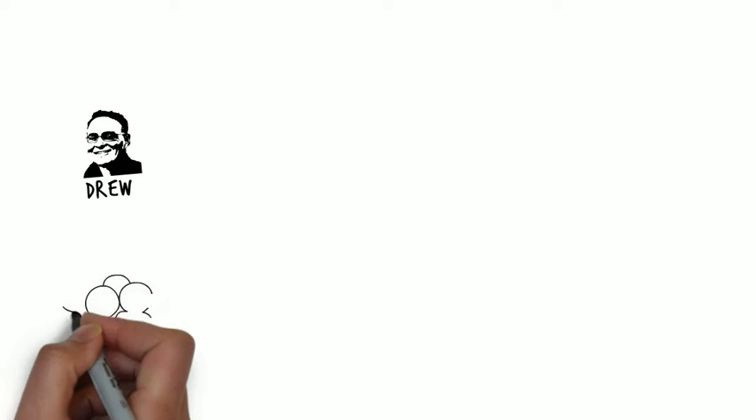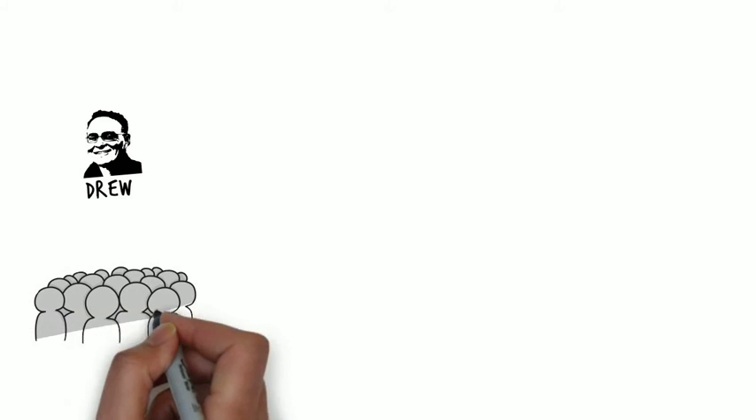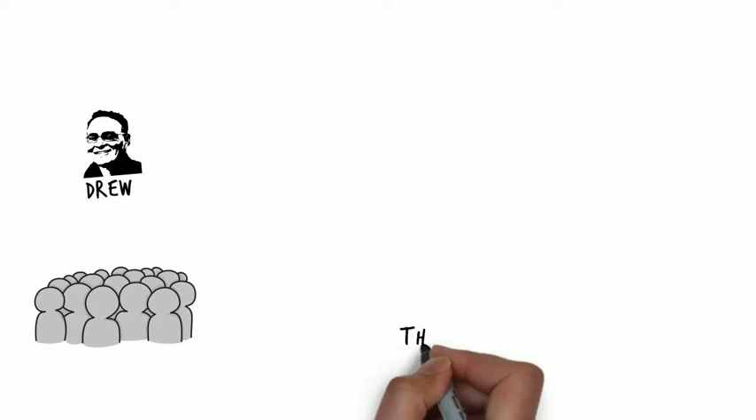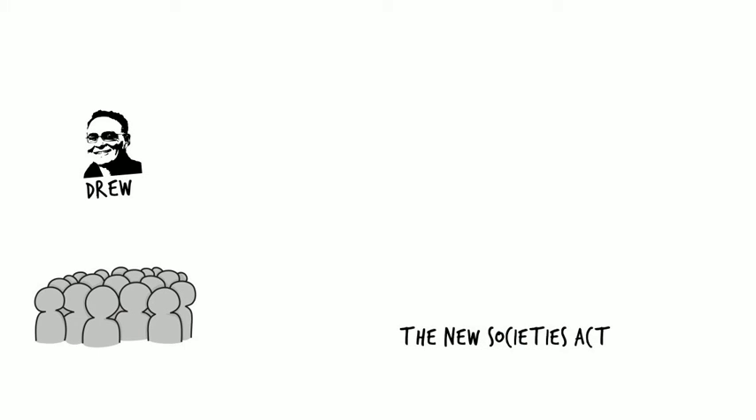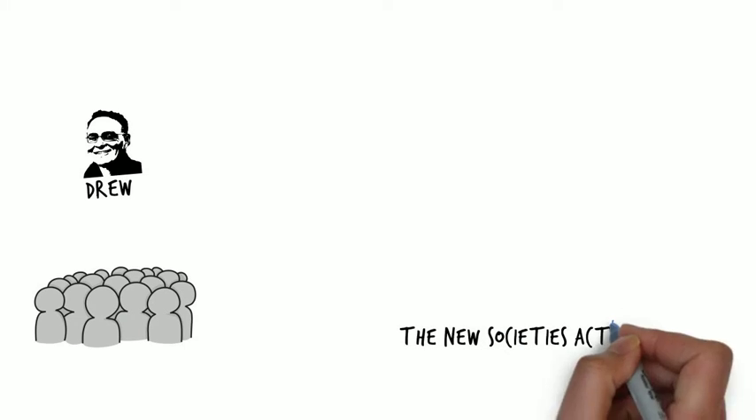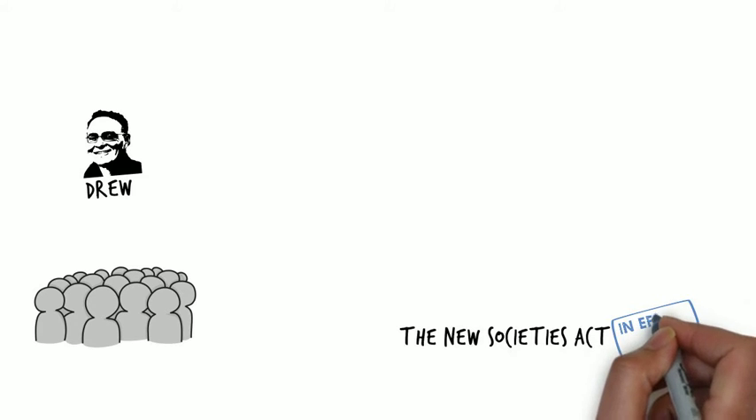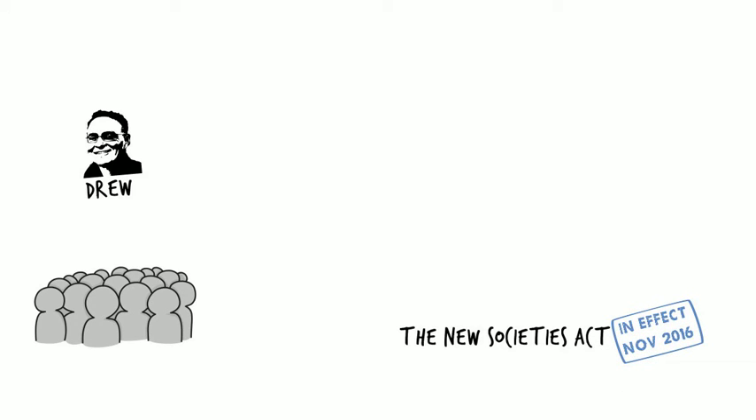There's a new law in BC that affects nonprofit societies across the province. Under the new law, the Societies Act, every society is required to transition within a 2-year period from when the Act came into effect on November 28, 2016.